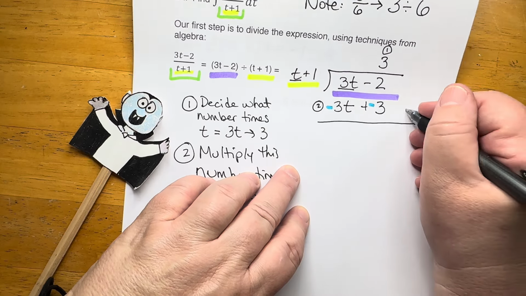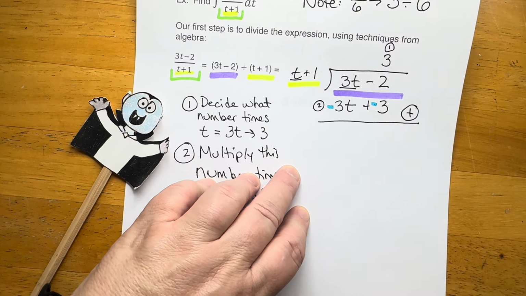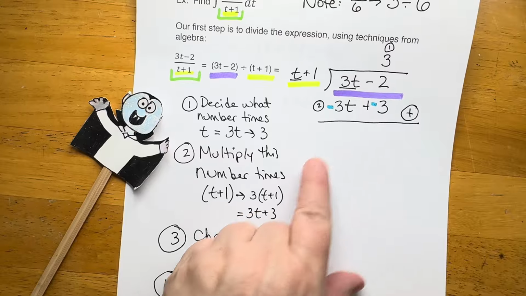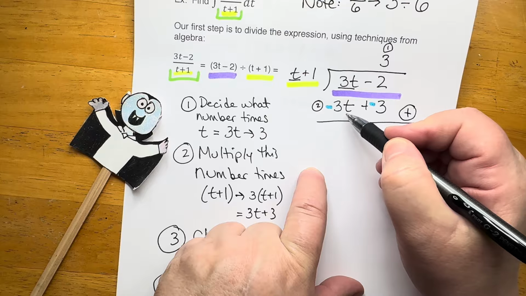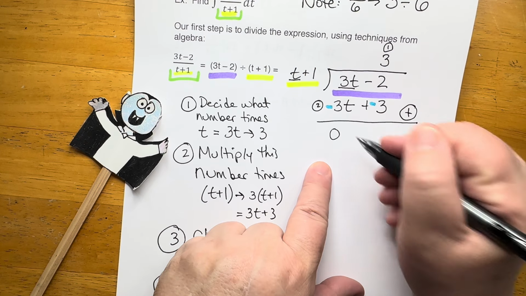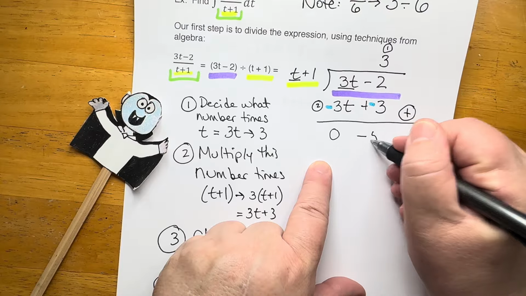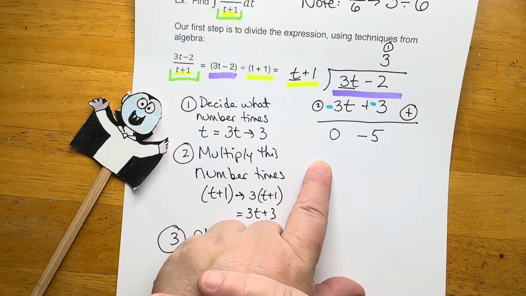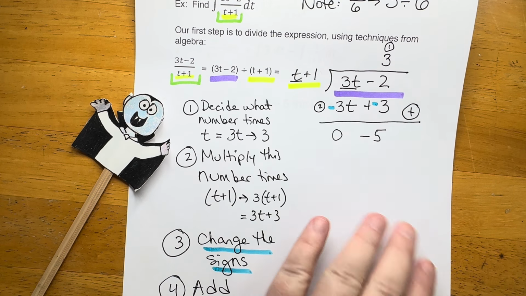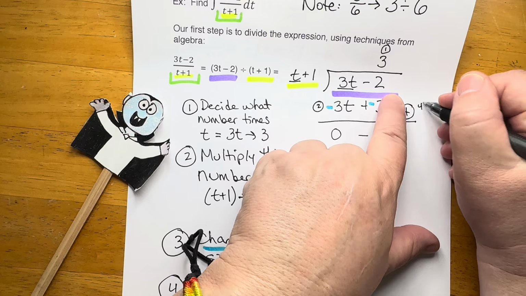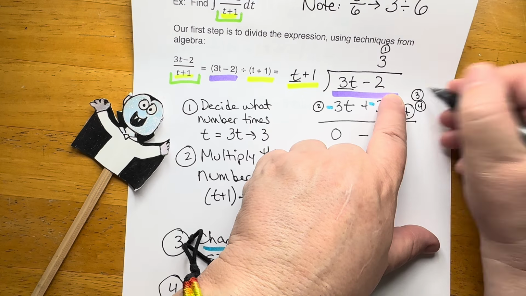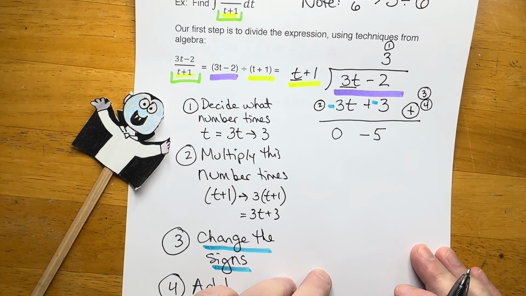And then I'm going to add. Okay, make sure you add these. So 3t plus negative 3t is 0. Negative 2 plus negative 3 is negative 5. So far, so good? Okay, so here is step 4. This is kind of also step 3 and 4 are there.